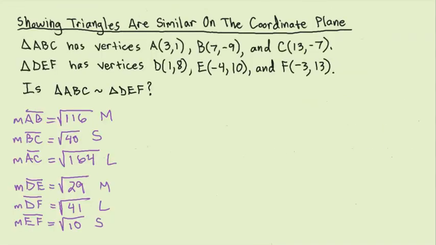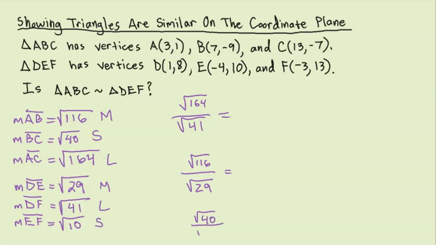Okay, so larger over larger. So here's larger, square root of 164, divided by the larger down here, the square root of 41. We're going to put that in a calculator in a minute. Now we'll do the middle, square root of 116, divided by the square root of the middle down here, 29. And then the smaller one is going to be the square root of 40 divided by the square root of 10. Okay. All right. So I'm going to switch over to the NumWorks calculator.